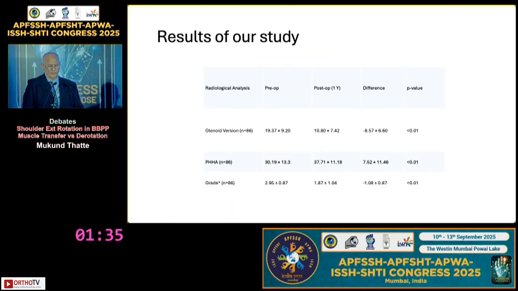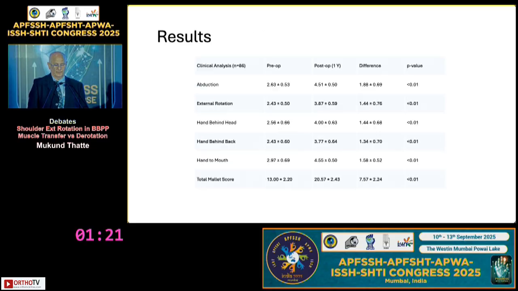So the results of our study show that for glenoid version, we have a significant p-value and we have definitely improved glenoid version. For PHHA also significant, less than 0.01, and Waters grade also significant. Similarly, let us ignore the rest. For external rotation, it shows less than 0.01.